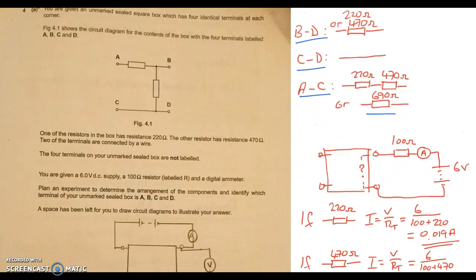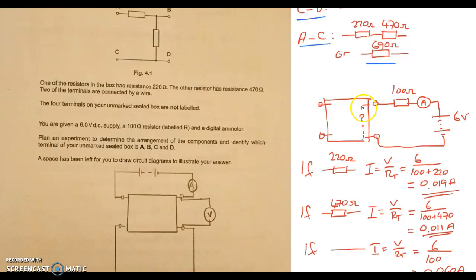Okay, the experimental setup is that you've got your box, okay, with four terminals. Just choosing two of the terminals, we don't know what is between those. Okay, it could be any of the situations as I've talked about. So what you'd do is you would connect up your 6-volt battery through an ammeter through the 100 ohm resistor to your two terminals. And then basically you're going to be trying to decide what is the total resistance in the circuit by the reading on your ammeter.